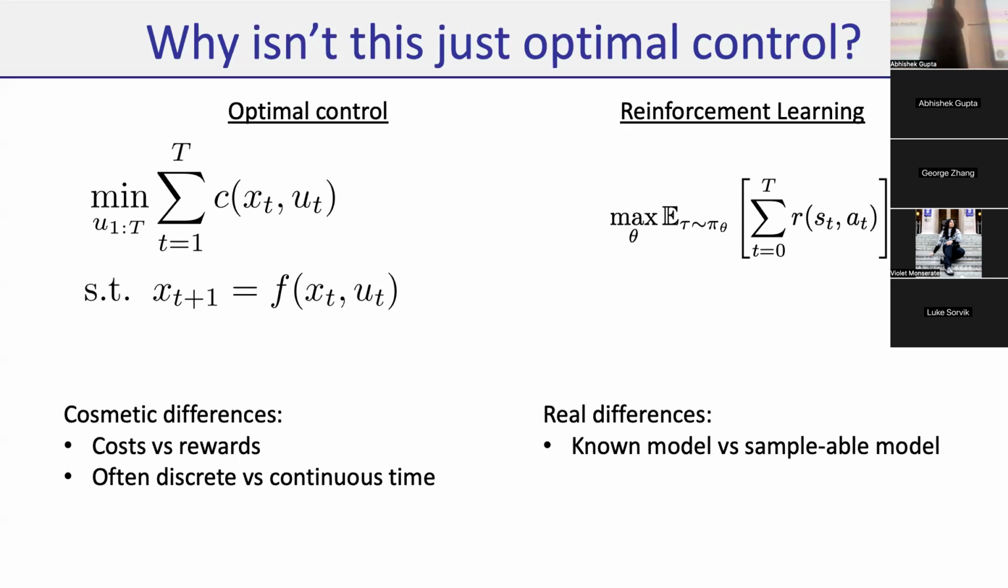Whenever you hear model predictive control, it typically means optimal control, where you know the model, at least approximately. In reinforcement learning, you don't know the model, but you can take samples from it. And in optimal control, you don't usually try to learn parameters, whereas in reinforcement learning, you do.